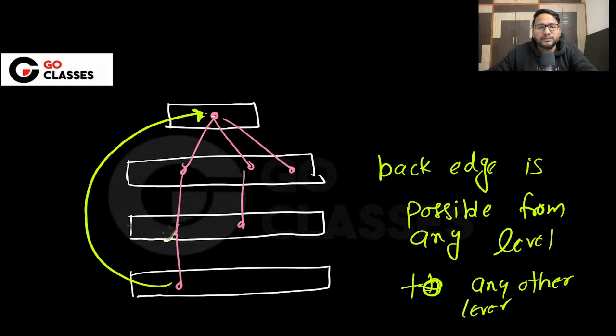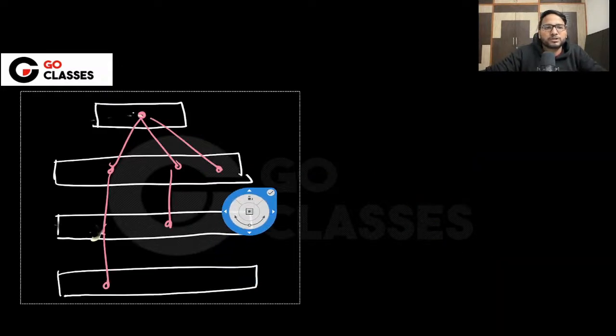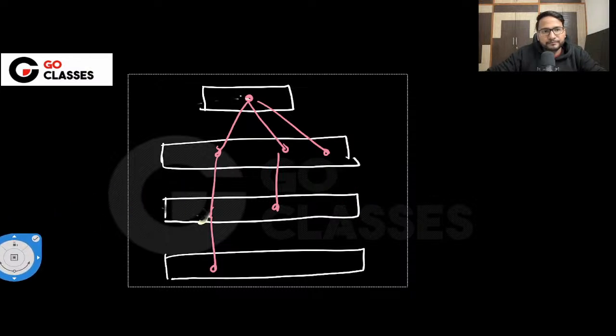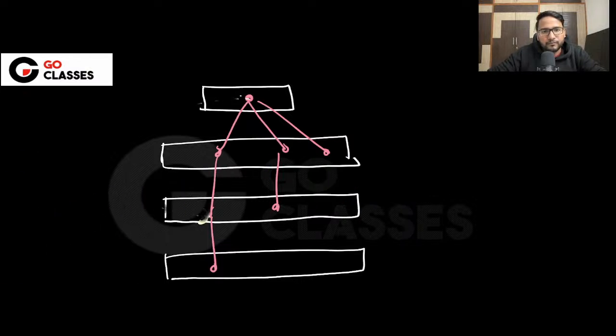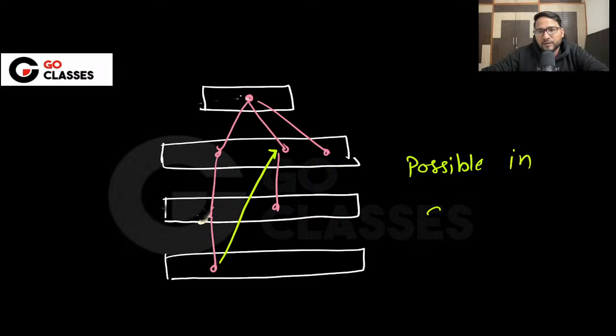But tell me, is the crosshatch possible? In case of directed, this kind of edge is possible, right? So tell me, is this possible in directed? Then what is your answer? The answer is yes, right? This is a cross edge, and it is possible in directed.